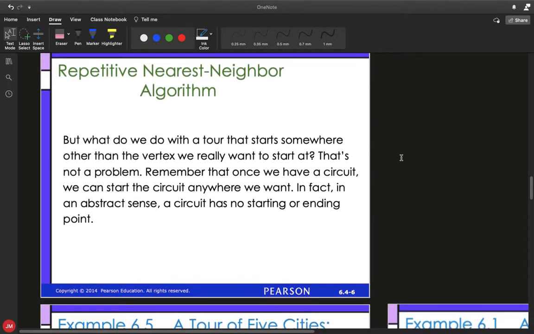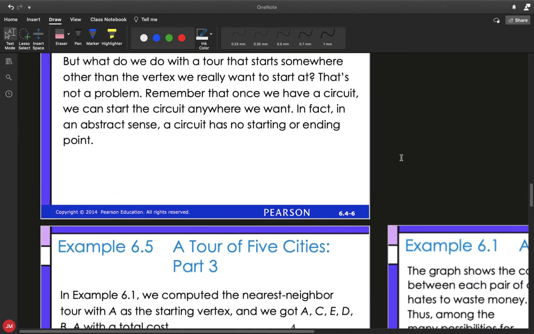Now, here's the drawback. If you think about what we're going to be doing with repetitive nearest neighbor, we're going to be picking different vertices to start at, but that's really not what we're supposed to do. We're supposed to start and end at a single vertex. But it's actually not going to be a problem. In fact, once we've got a circuit, we can rewrite that circuit in order to make sure that it has the correct vertex as its starting point.